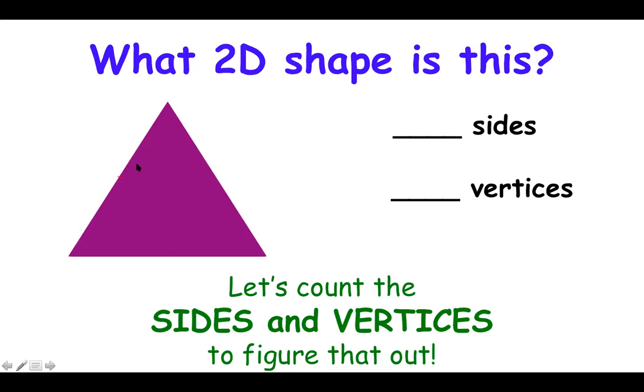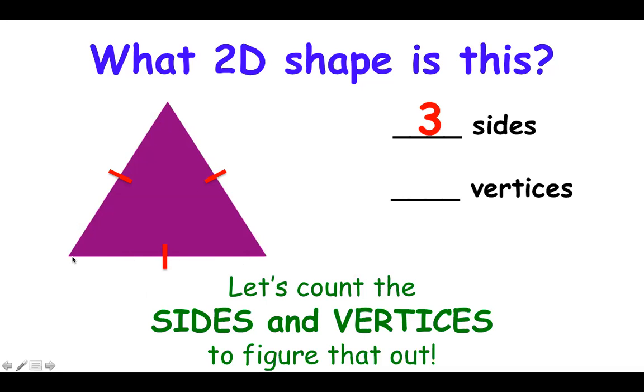Here's a side, 1. Here's another side, 2. And here's a third side, 3. These dashes help me know that I counted all the sides and I didn't miss any of them. So I know that we have 3 sides. Now let's count the vertices. Remember, a vertex is where 2 sides meet and form a point.